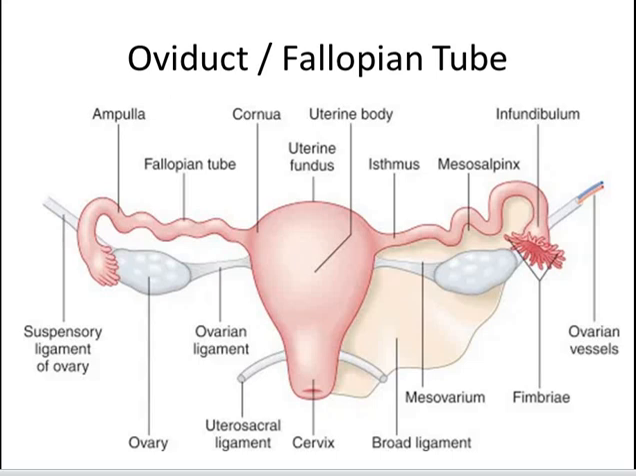Ampulla is the middle, long and straight part of the oviduct. Fertilization of the ovum takes place in this region of the ampulla. The distal narrow part of the duct opening into the uterus is called the isthmus or cornua.